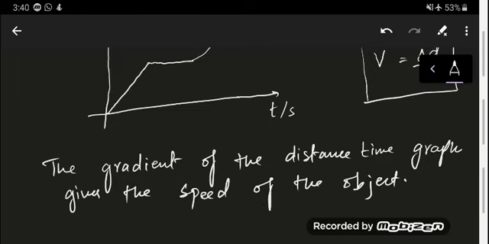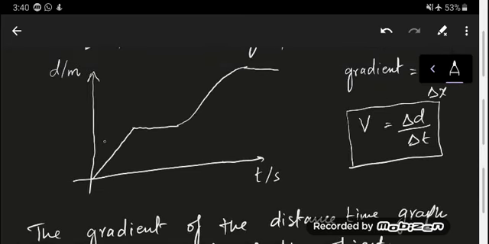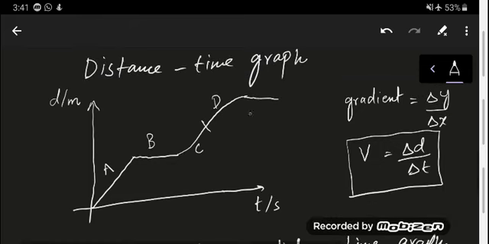The gradient of the distance time graph gives the speed of the object. So in this scenario, in the first part, I'll call this A, I'll call this B. You see that there are two different shapes. This is an increasing shape and this is a decreasing shape. And I'll call this part E.